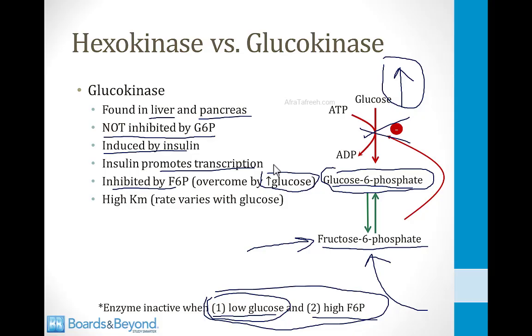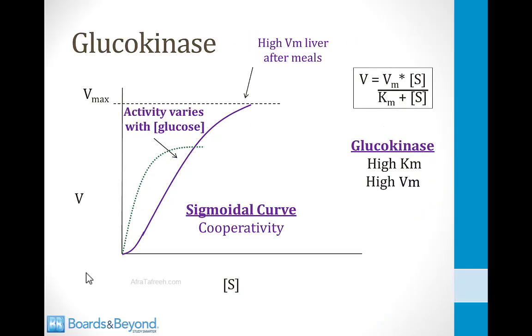Another important difference between hexokinase and glucokinase has to do with the enzyme's kinetics. Glucokinase has a high Km, and this means that its rate varies with the concentration of glucose. So let's review the enzyme kinetics of glucokinase. It has a relatively high Km.